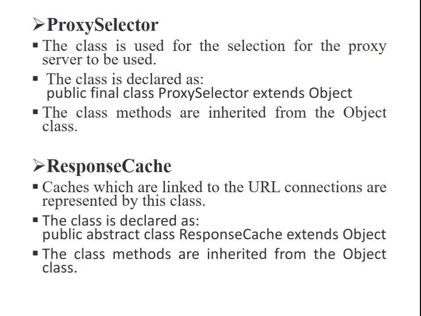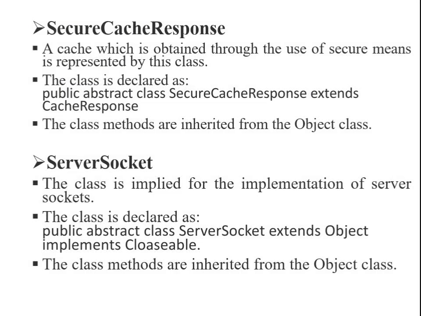Next type of class is ResponseCache. Caches which are linked to the URL connections are represented by this class. The class for ResponseCache is declared as public abstract class ResponseCache extends Object. The class methods are inherited from the Object class. Next one is SecureCacheResponse. A cache which is obtained through the use of secure means is represented by this class. The class for SecureCacheResponse is declared as public abstract class SecureCacheResponse extends CacheResponse. The class methods are inherited from the Object class.